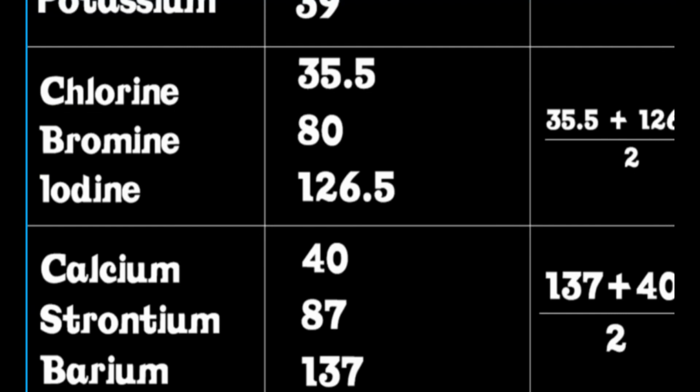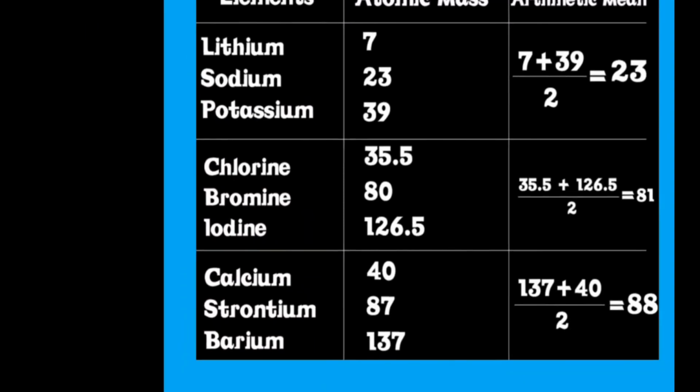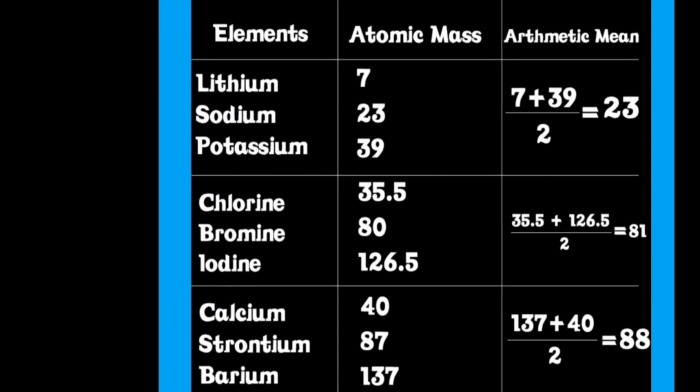What are they in this case? They are all highly reactive non-metals. Out of all the known elements, he could arrange only a few elements based on this atomic mass, and only 3 triads were formed. Therefore, this law failed.